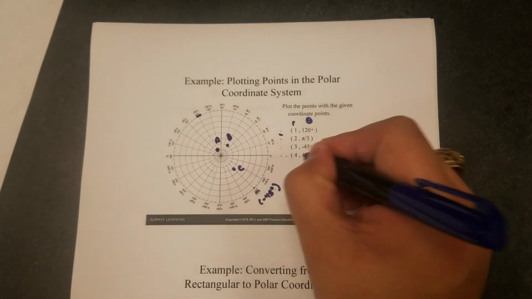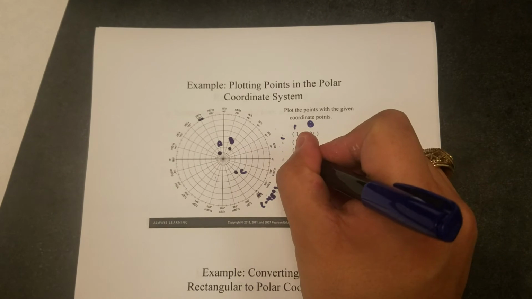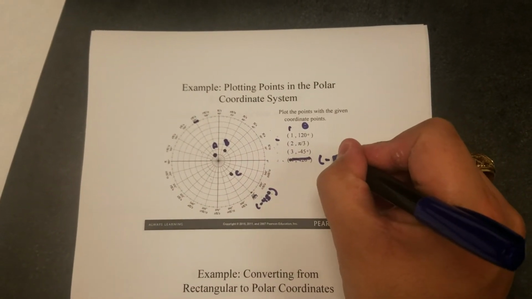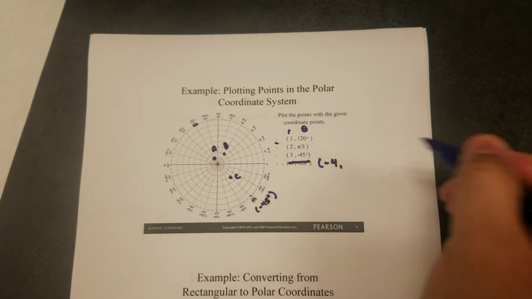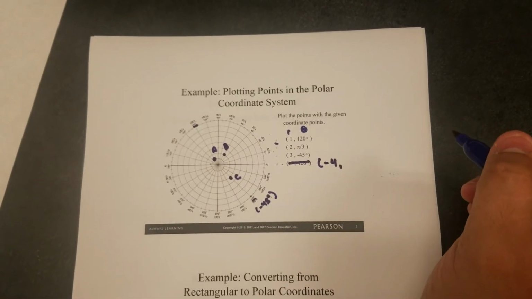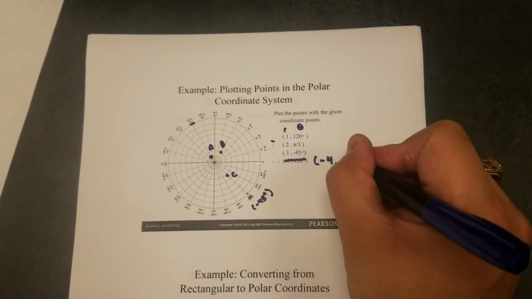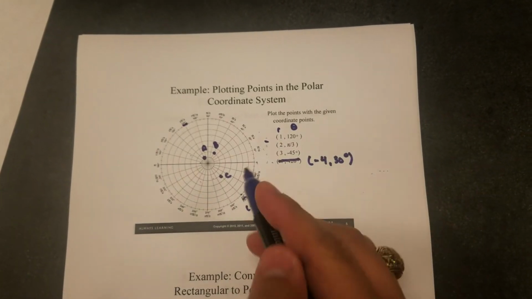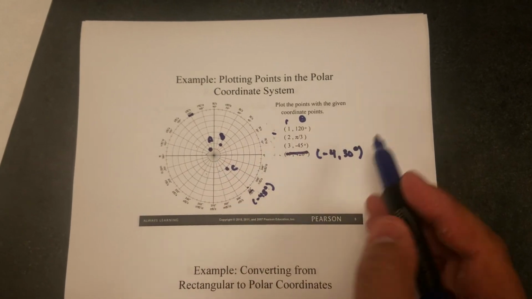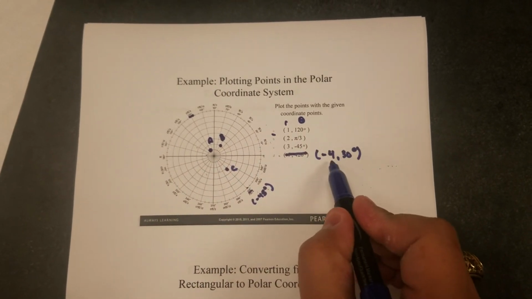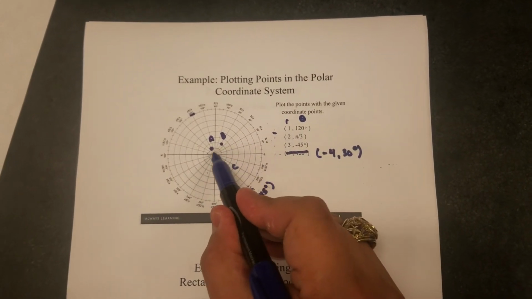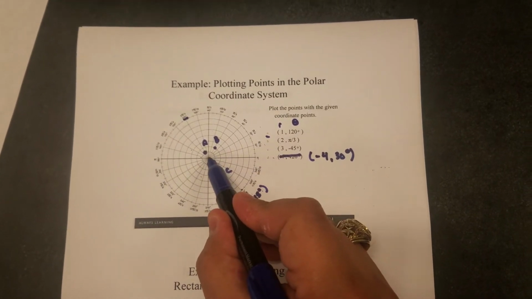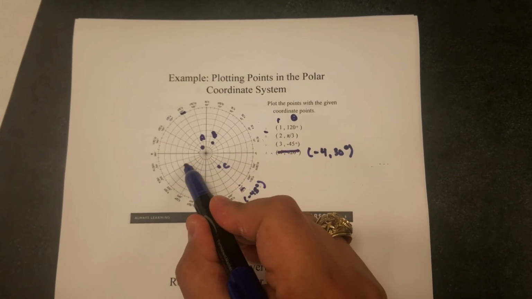Okay, and let's go ahead and change this problem here. Let's call this negative 4 and 30 degrees. So here I want to go to 30, but now the r is negative. So when the r is negative, that's when you go across. You follow the line. So 30 degrees, go to the middle, and then I want to go 1, 2, 3, 4.